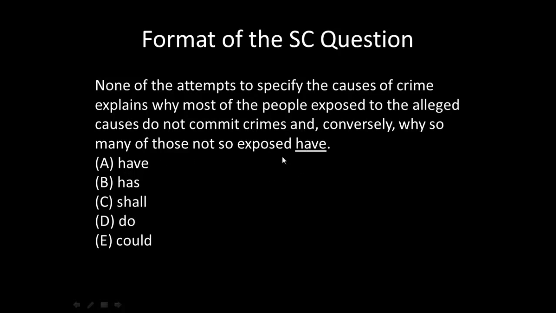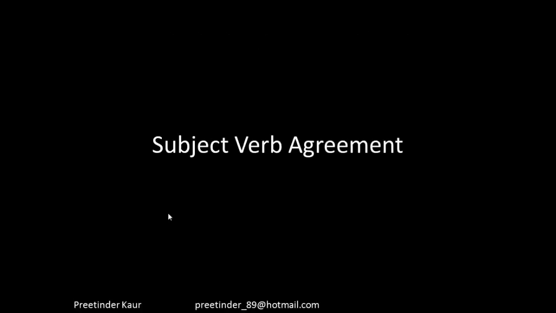And as a rule, all the options A in all these sentence correction questions will be exactly the same as that in the sentence. So if you think that the sentence is correct as written, you have to choose option A as your answer. Right? So that is the format of the sentence correction question. Let's go ahead and get started with the rules. The topic that we have to cover is subject-verb agreement, our first kind of error.